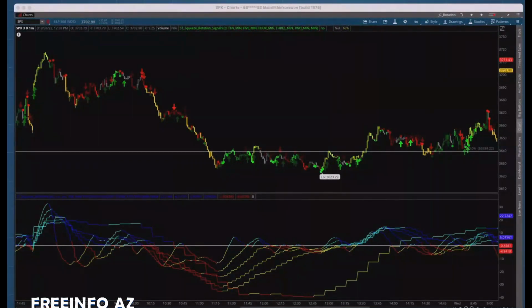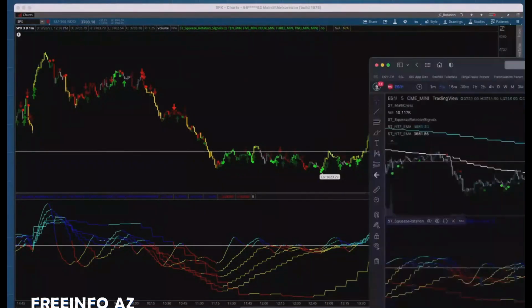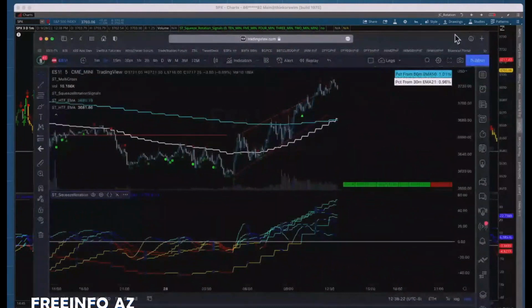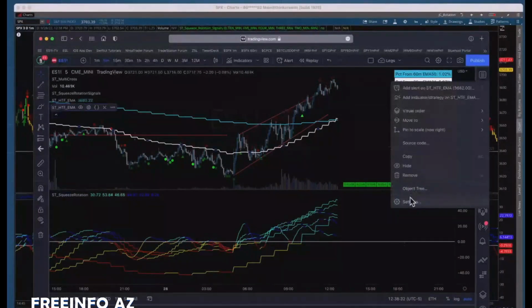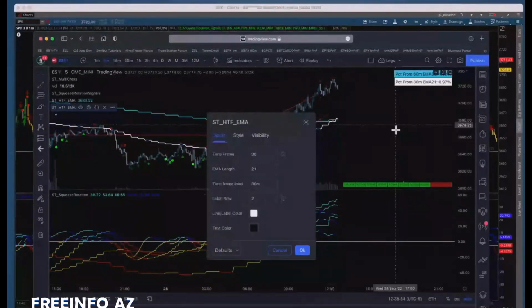Not seeing percent from on your TradingView charts? Did you add the higher time frame EMA? If you did, then you'll get this option over here, and there's an option inside the settings itself to change the order of these things. Because if you put multiples and you want to start stacking them up, you have to change this label row.